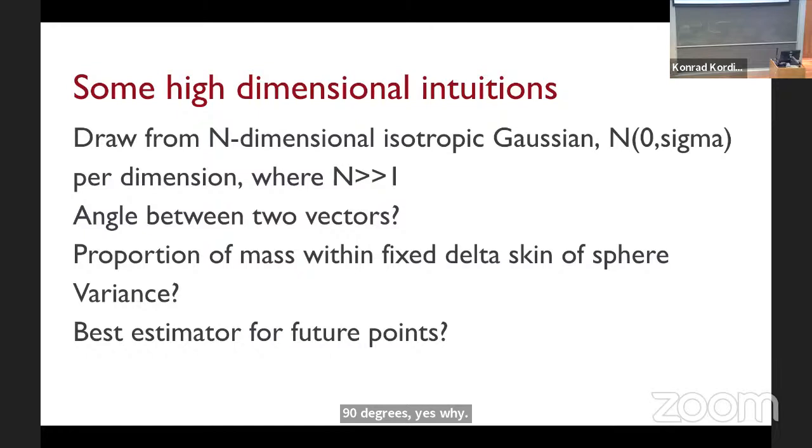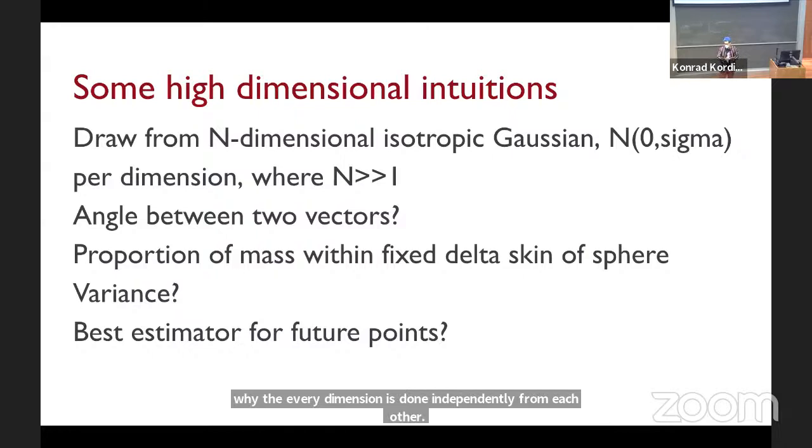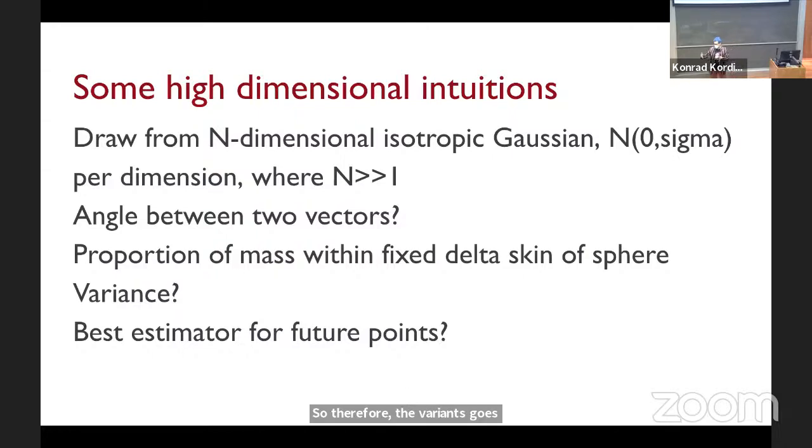That's right. The dot product will always converge to 0. The dot product between any pair of vectors goes to 0 if they're randomly drawn. Why? Every dimension is drawn independently from each other. So therefore, the variance goes down as 1 over n, where n is the number of dimensions.